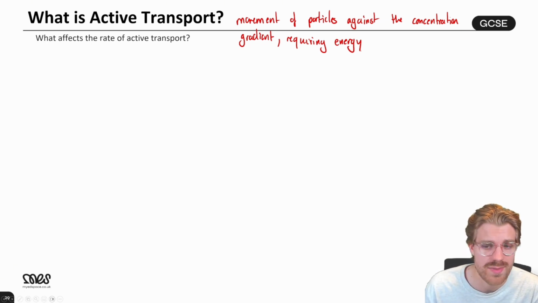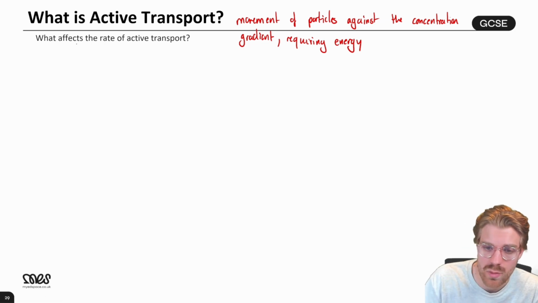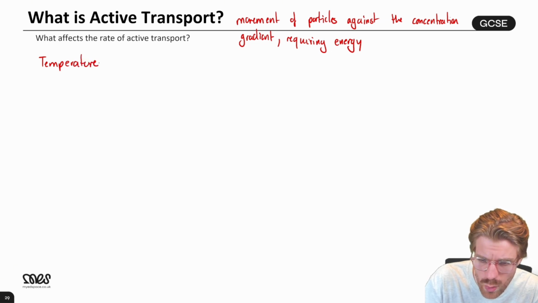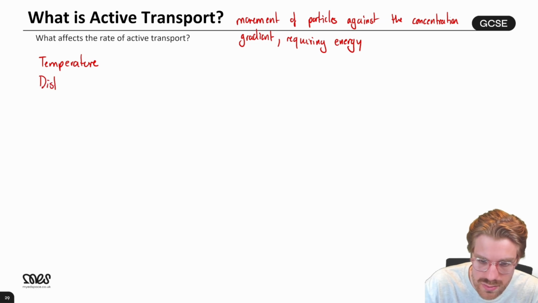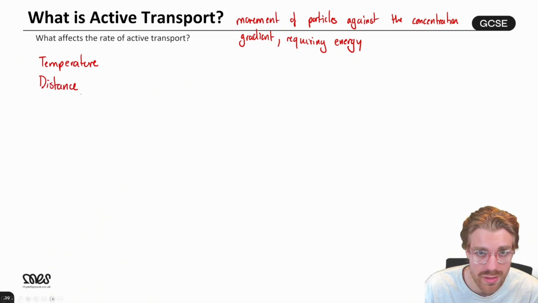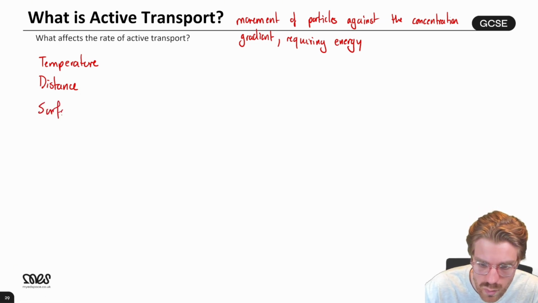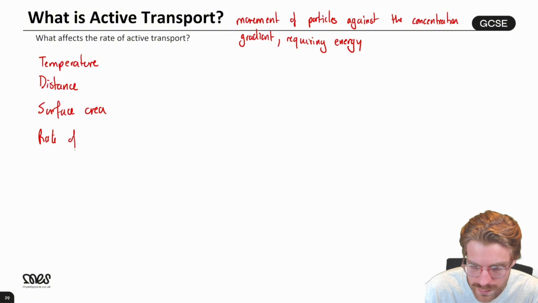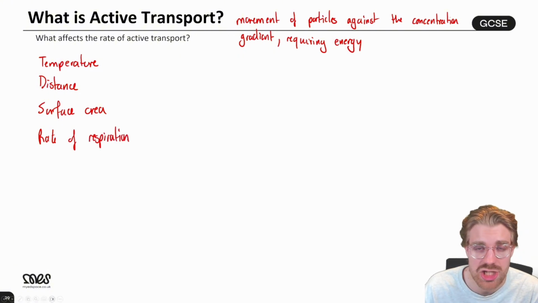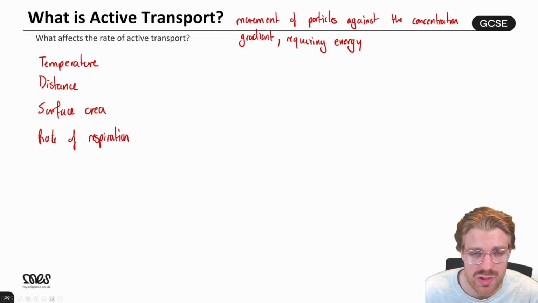So what is going to be affecting the rate of active transport? Well, temperature, because if the particles are moving faster, we're going to get a faster rate of active transport. Distance, perhaps. If the particles have to move further, we have a faster rate of active transport. Surface area will be affecting the rate of active transport as well. But additionally, we also have the rate of respiration. If more respiration is taking place, that means that we have more energy available to carry out active transport.